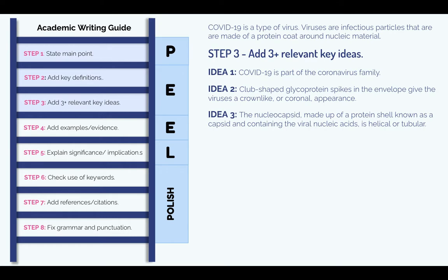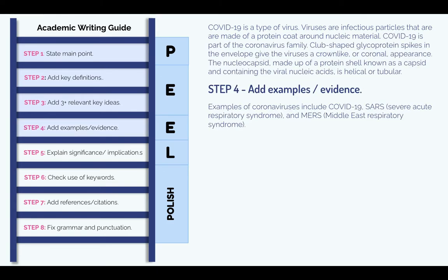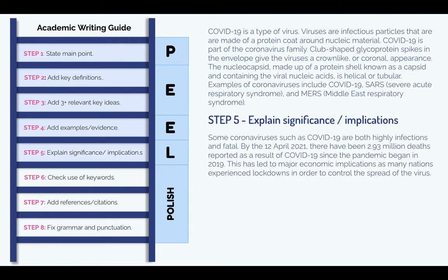Next, I add my 3 or more relevant ideas. In this case, you can see that I've added 3 key ideas that further explain that main point. I then add examples or evidence. In this case, my examples are SARS and MERS, as well as COVID-19. I'm then going to explain the significance. Often this is more than one sentence because these often tend to be complex ideas. In this case, I've talked about the highly infectious rate of COVID-19, the fact that it is quite fatal, and as a result, it's resulted in major lockdowns, which has had some economic implications.